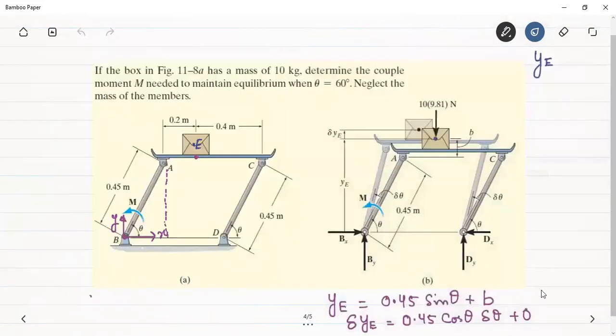Okay, to maintain the equilibrium at 60 degrees. So at different angles we will need different moments to maintain the equilibrium. This moment will not be for the equilibrium at every position. So it is for a particular value of theta.